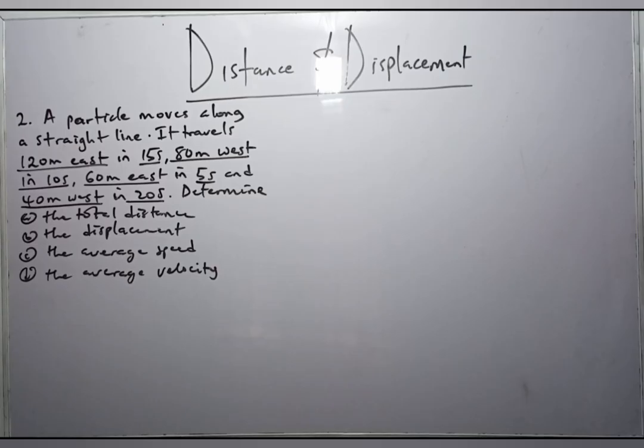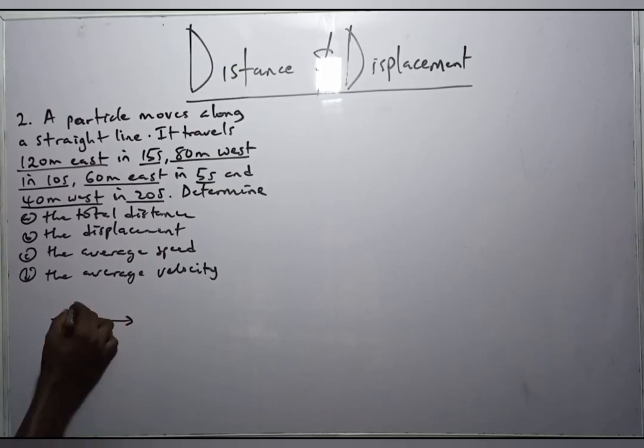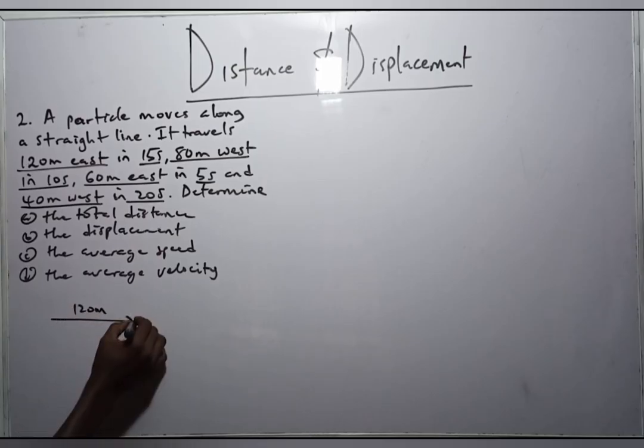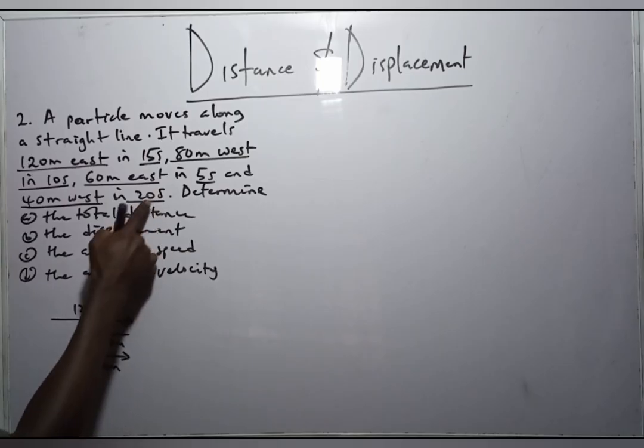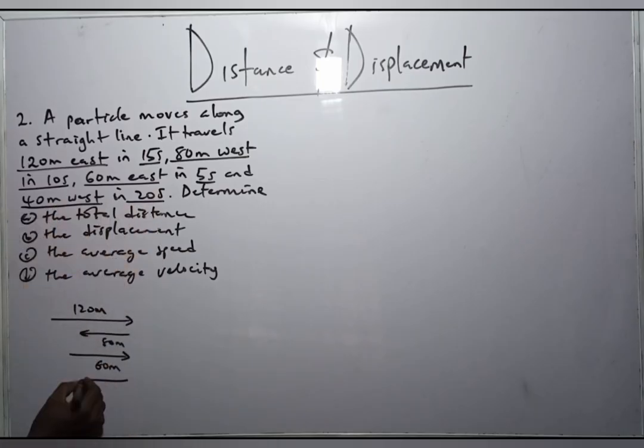So let us first know how we can resolve the whole journey. It goes 120 meters towards east, and 80 meters, it returned back in the opposite direction, 80 meters. And then it took another 60 meters east. From here, it took it back 60 meters. And then another one is 40 meters west. It returned back again 40 meters.